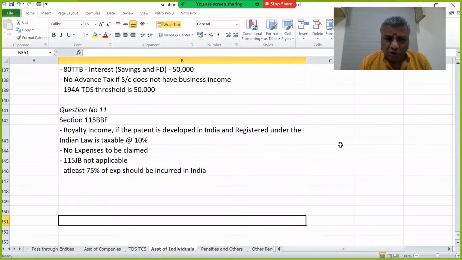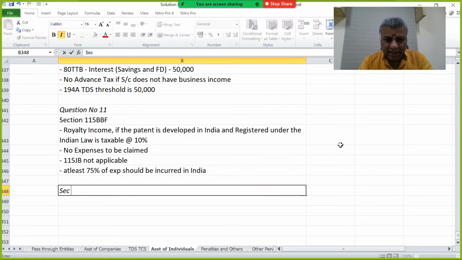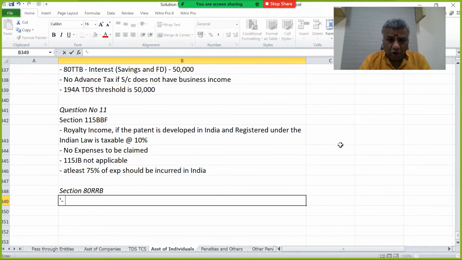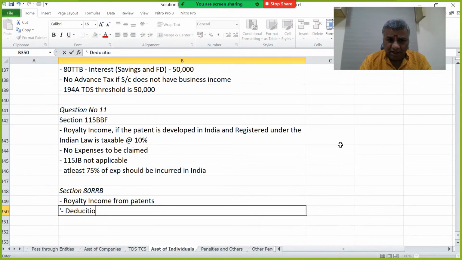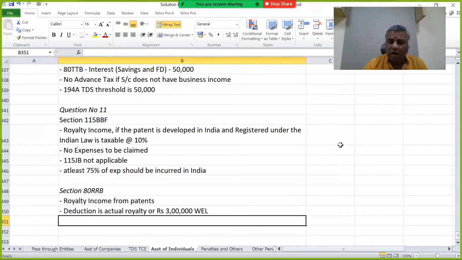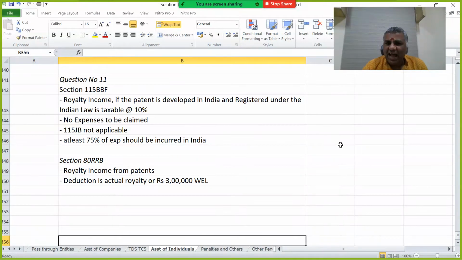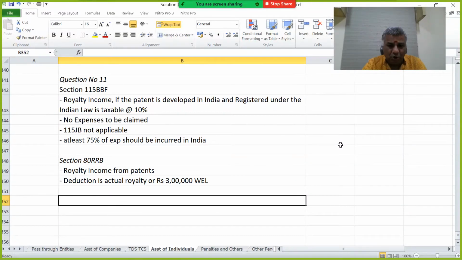Suppose I don't want to avail section 115BBF, then comes section 80RRB. Royalty income from patents. The deduction is the actual royalty or rupees 3 lakhs, whichever is less.